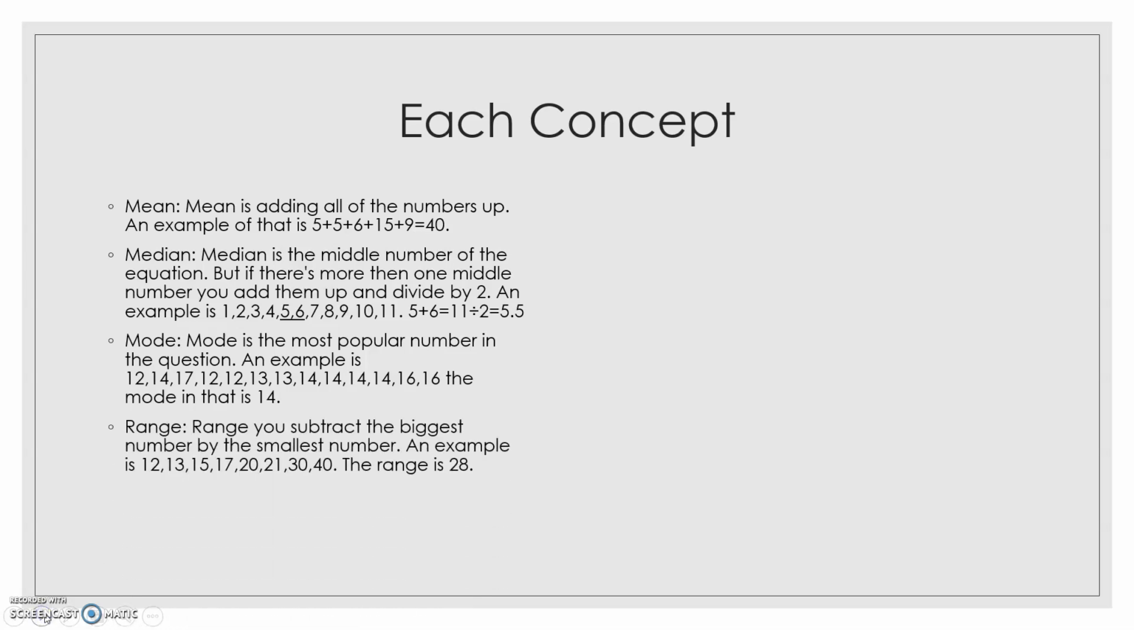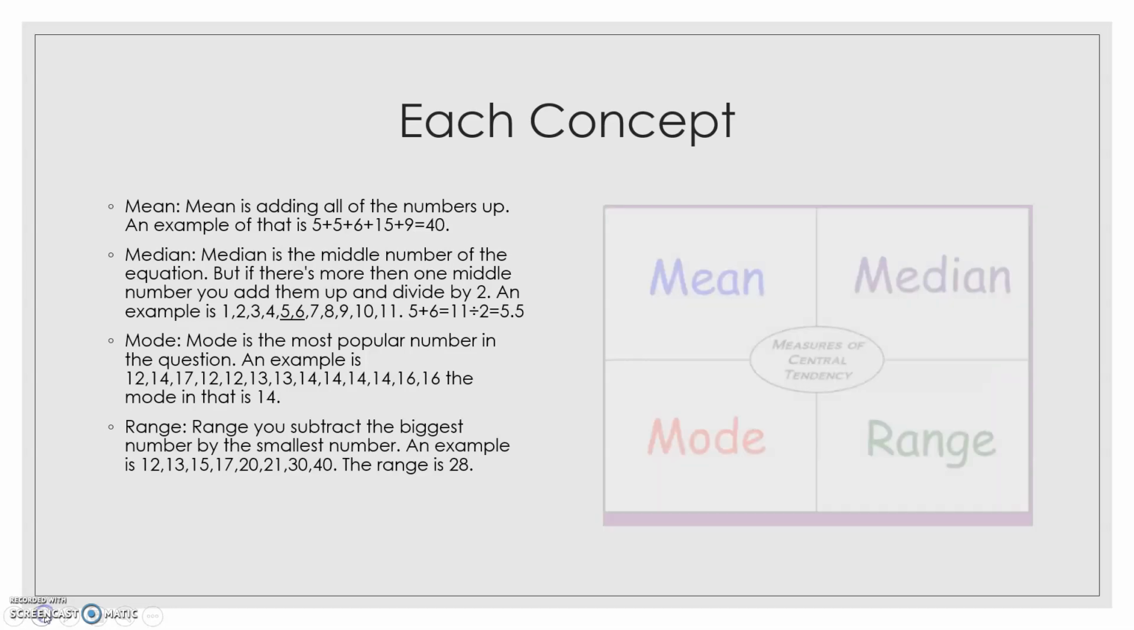Range. You subtract the biggest number by the smallest number. An example is 12, 13, 15, 17, 20, 21, 30, 40. The range is 28 because 40 minus 12 equals 28.